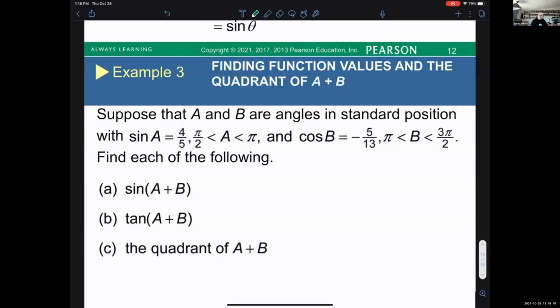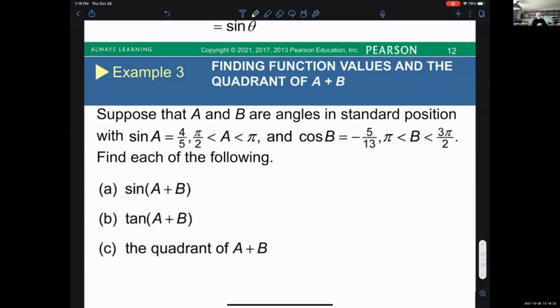Suppose that A and B are angles in standard position with sine of A equal to 4/5, where A is somewhere between pi over 2 and pi, which means in quadrant 2. And cosine of B is equal to -5/13. And the B angle is between pi and 3 pi over 2, which would mean that it's in quadrant 3. Find each of the following.